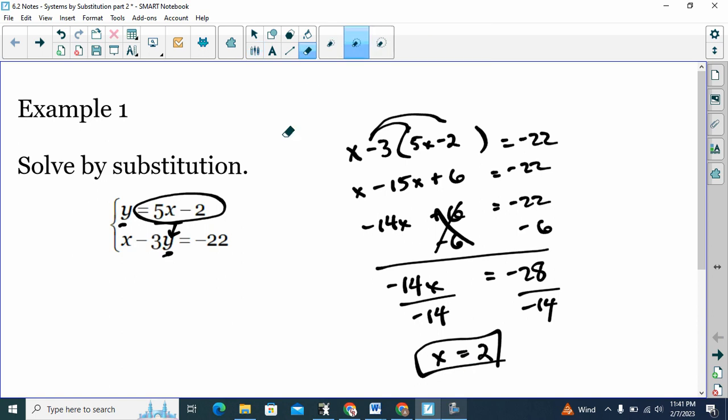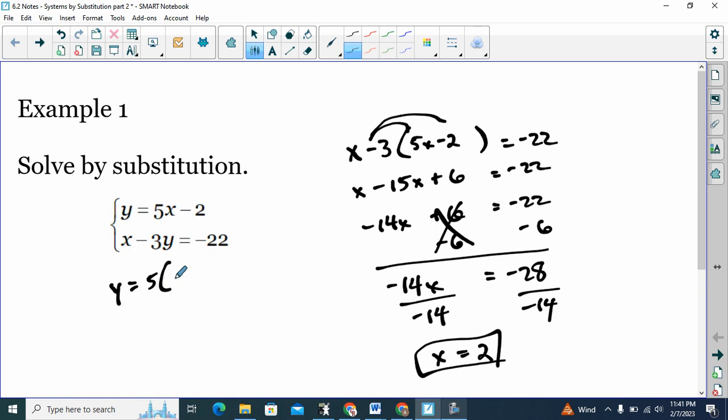There's our x value. Like always, we need to get our y value. We can do that by going back to either one of the original equations. Going to the y equals equation is going to be your best bet, and replacing x with 2. So it's going to say y equals 5 times 2 minus 2. 5 times 2 is 10, minus 2. I get y equals 8. X equals 2, y equals 8.